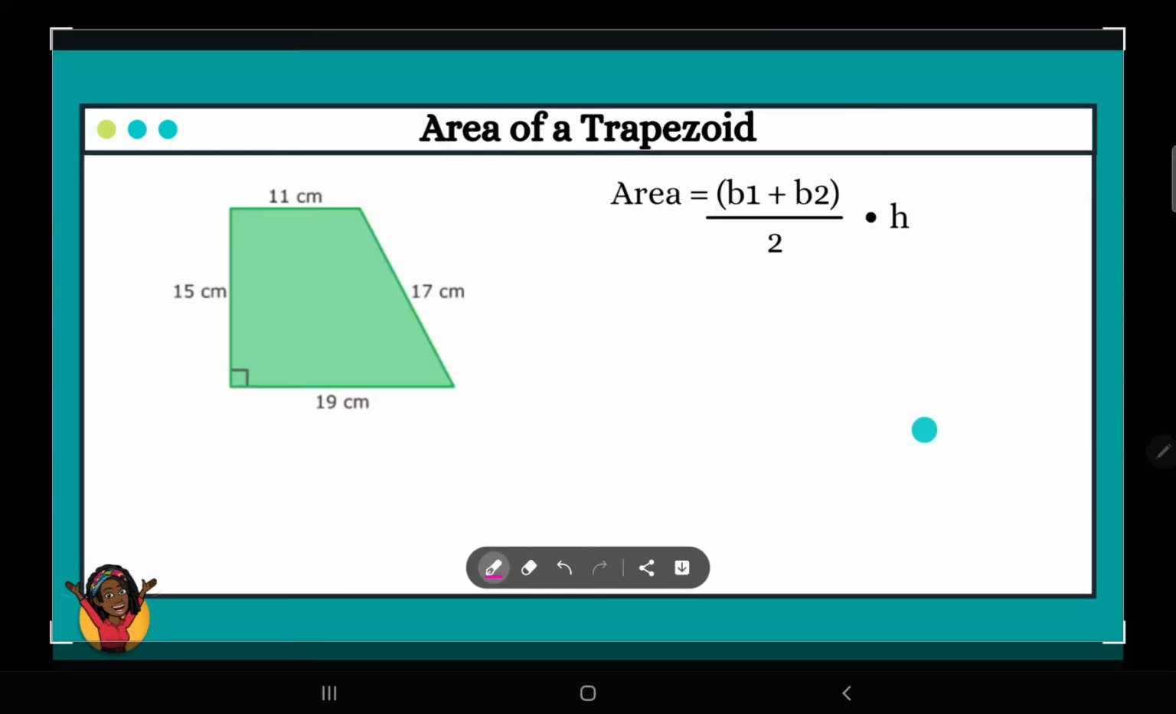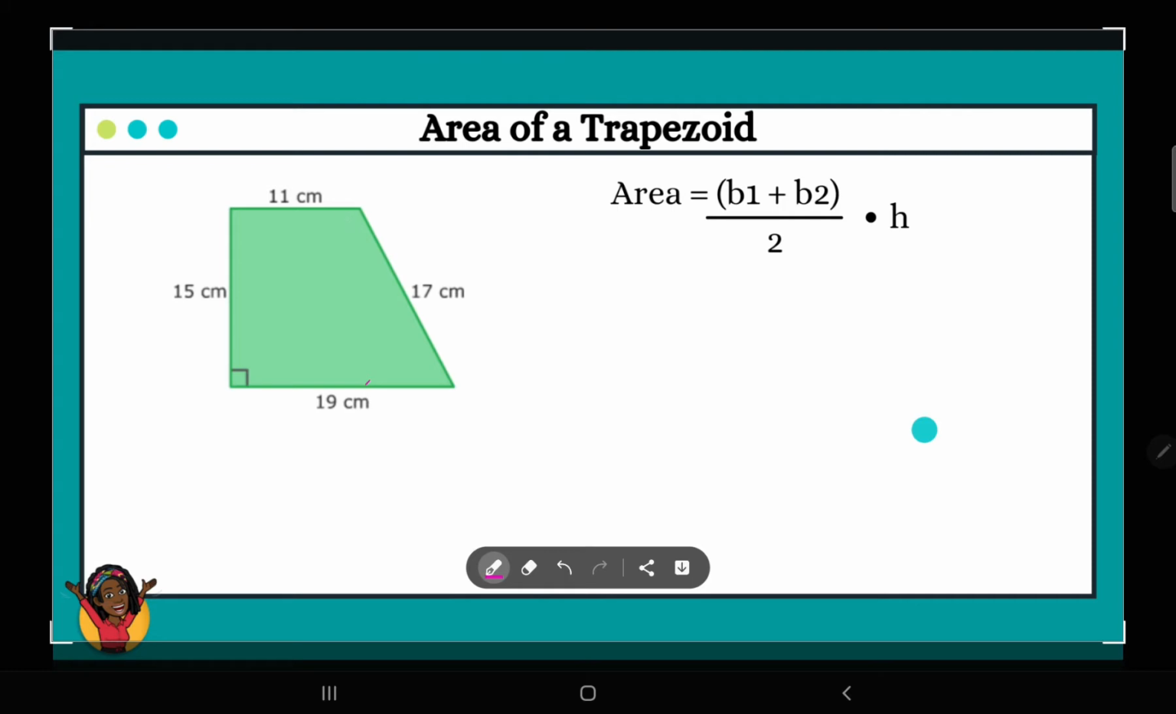So here's our first example. This trapezoid could be broken down into two shapes. We could draw a line along here and split it into a triangle and a rectangle. But for our purposes, we're going to work with it as a trapezoid, and we're going to be using the formula area equals B1 plus B2 divided by 2, and then we're going to multiply it by the height, which is the perpendicular height to the base.